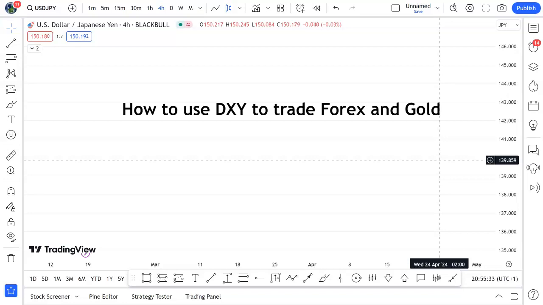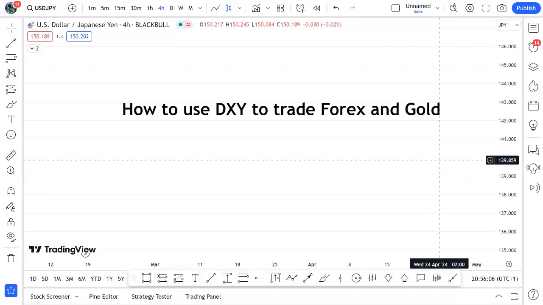is DXY? Alright, so DXY refers to the US dollar index, which measures the value of the US dollar against a basket of other major currencies like the euro, the yen, the pound sterling, Japanese yen, Canadian dollar, and Swiss franc. So when people mention DXY in Forex, they are talking about how the US dollar is performing relative to these other currencies I just named.